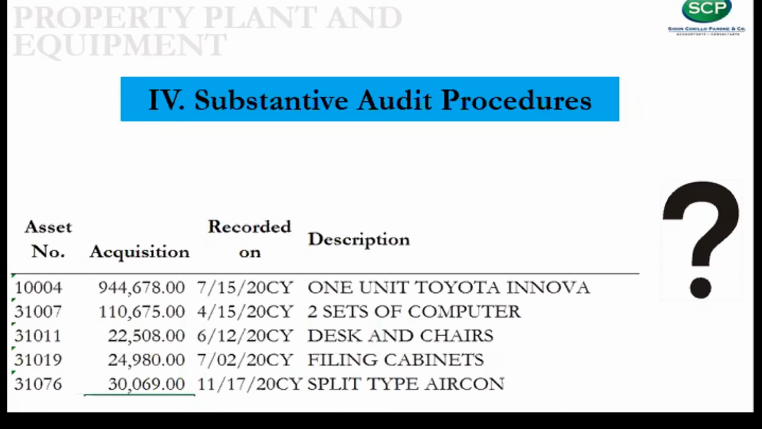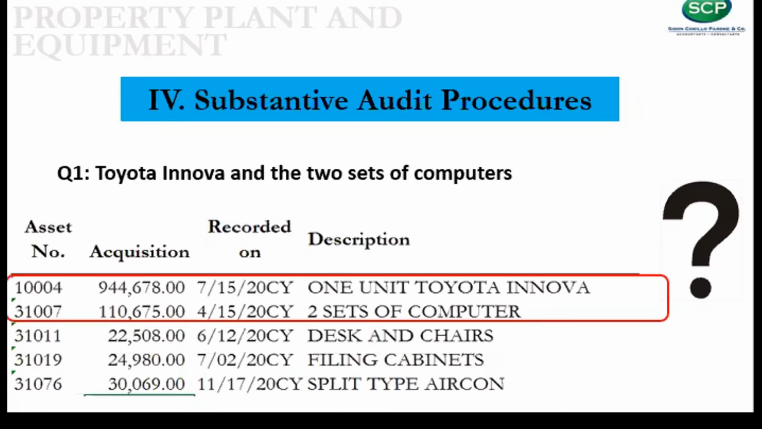Therefore, the answer to the question is, you should request the client for documents supporting obviously the Toyota Innova and the two sets of computers, since they met the 1/3 of TE criteria set by the team. These are the only acquisitions that exceeded the 100,000 threshold. The other acquisitions during the year were all below the 100,000 pesos testing scope. Hence, no further procedure will need to be performed on them.